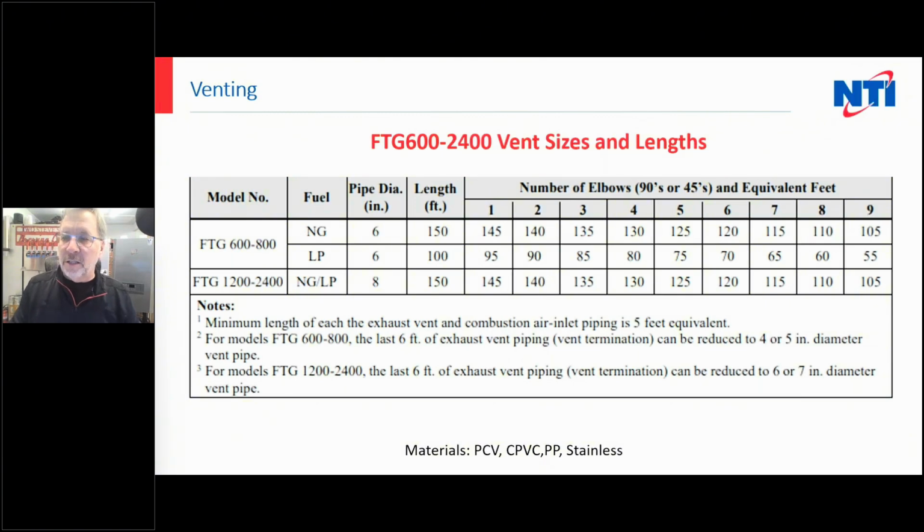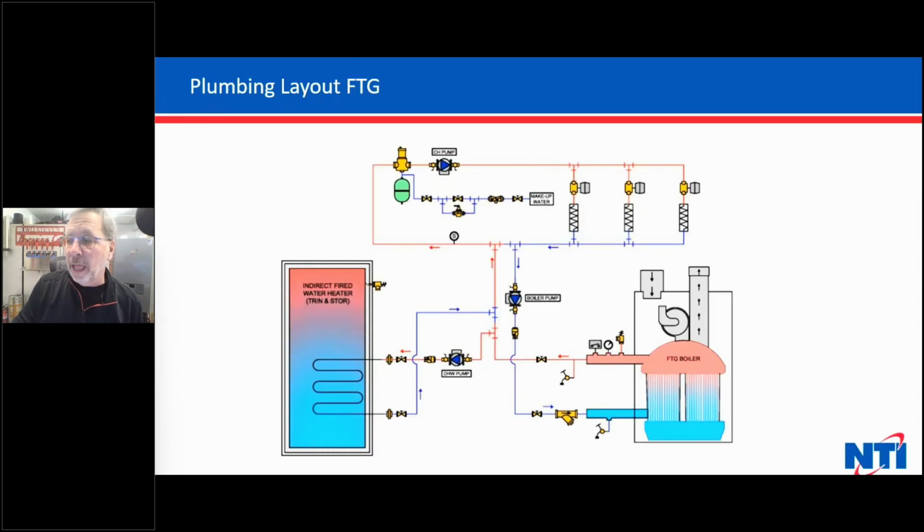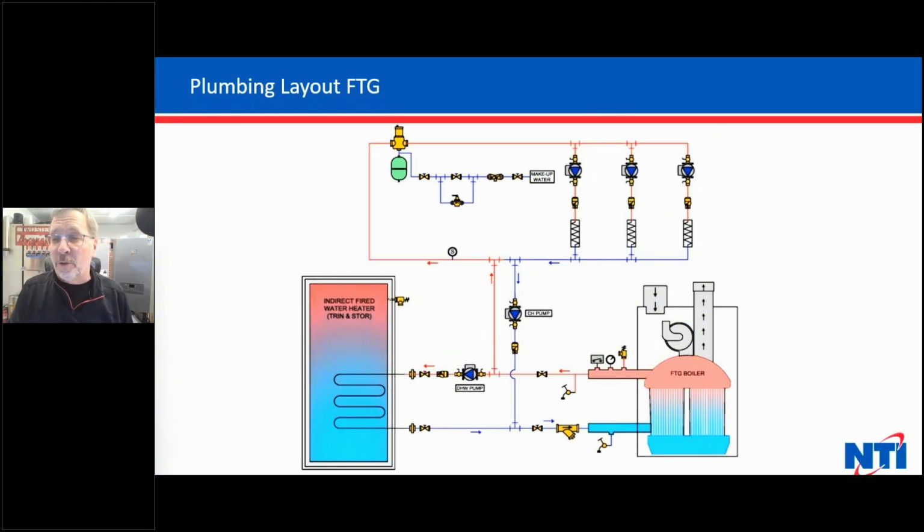Your vent sizes, of course, I don't know why we separate natural and LP gas, but if you look at LP gas, it's 50 feet shorter than running for natural gas. So on the 600, 800, you got 6-inch at 150 foot on natural gas, and on propane, it's only 100 feet. But on the 1200, 2400, of course, it's 8-inch, and you can go up to 150 feet equivalent on that. And that's each way, intake and exhaust. So that's the FTG and how to pipe it in. Basically the same way we were piping in the others, it's just showing it on a floor mount.